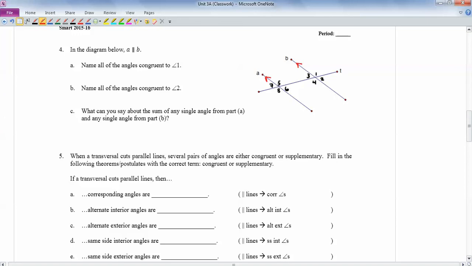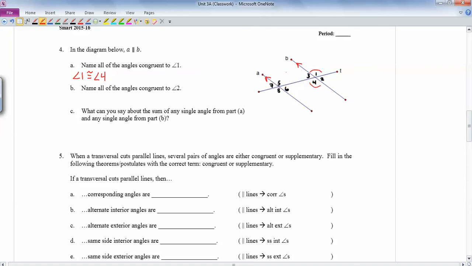All right. So name all the angles congruent to angle 1. Okay, well, I know 1 and 4 have to be the same because they're vertical angles. So angle 1 is definitely congruent to angle 4. Well, I know angle 4 now. I can make this kind of backward Z here.